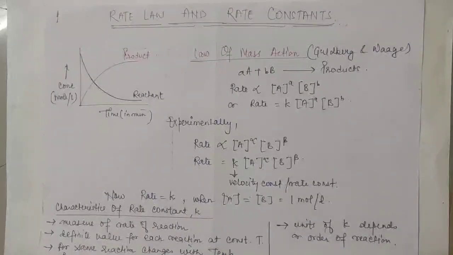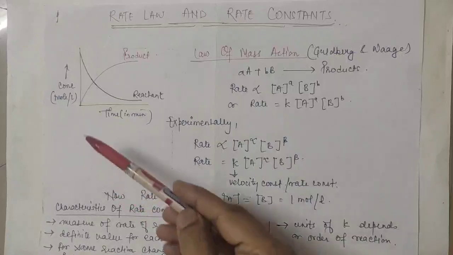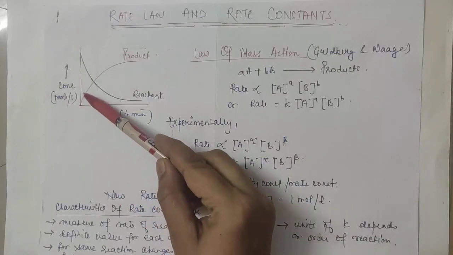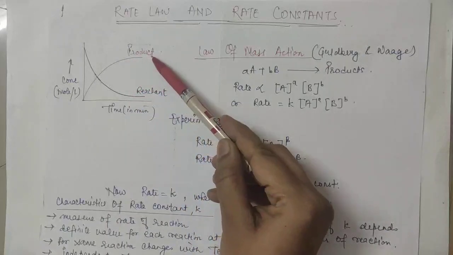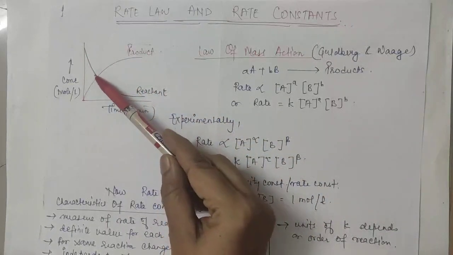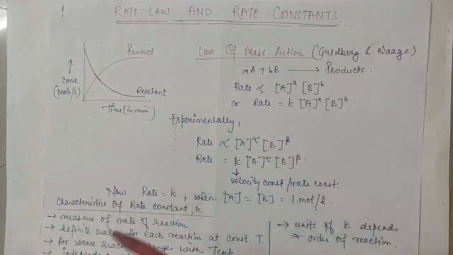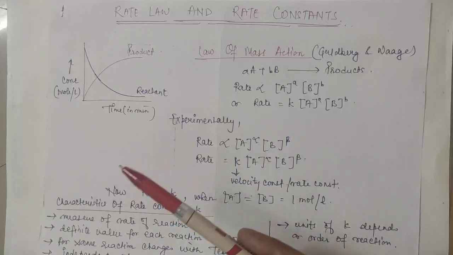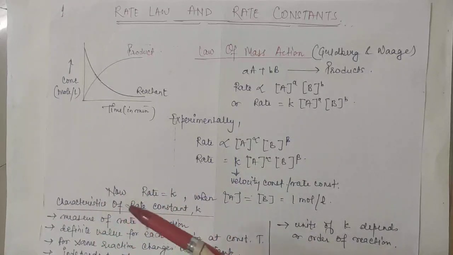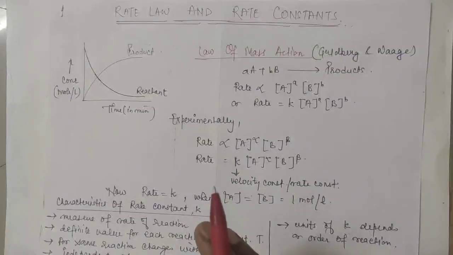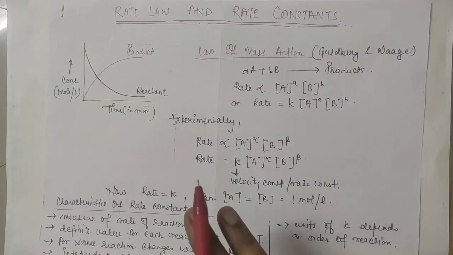Hello students, in this video we'll study the dependence of rate on concentration of reactants. As previously explained, as the reaction proceeds the concentration of products goes on increasing, and the concentration of reactants goes on decreasing. However, the rate of the reaction is also found to decrease with time. That means the rate of the reaction is directly related to the concentration of reactants only.